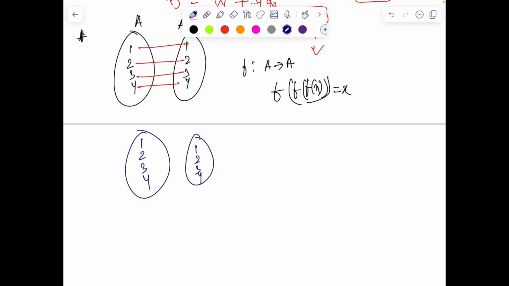Can we think of one more function before we actually hit the problem? Yes, it's possible. Let's say 1 goes to 2, 2 goes to 1, and 3 goes to 3, and 4 goes to 4. Is it possible? This will also satisfy the relation. Let's try to check. So clearly f of 1 is 2, and f of 2 is back to 1, and f of f of 1 is 1.